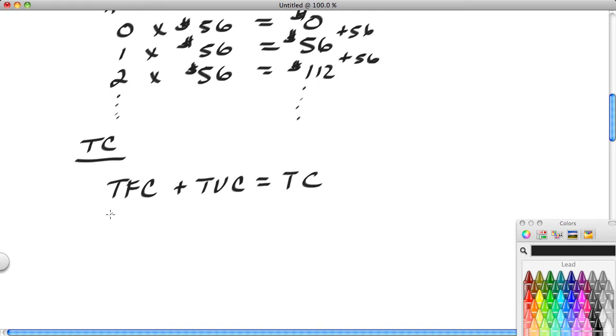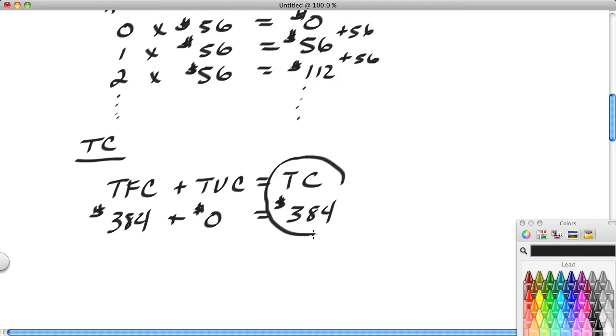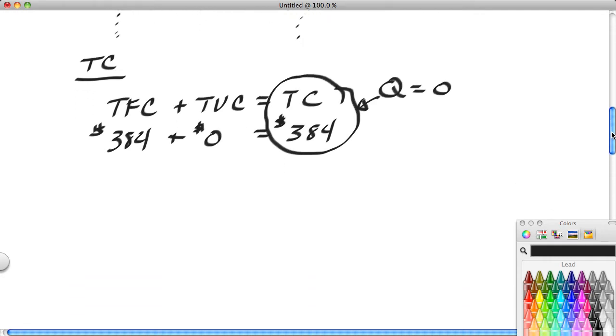So, if we have produced no units, check this out. If we have produced no units, we have hired no workers, but we have our machines in place, our total fixed cost would be $384 plus 0, equals a total cost of $384. This points out something that's very important, that at an output rate of 0, you still incur fixed cost. So even at an output rate of 0 in the short run, you have costs. They are your fixed cost.